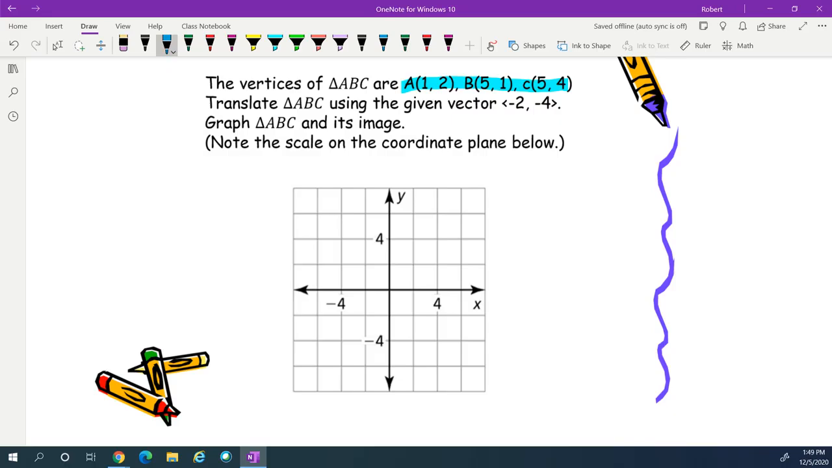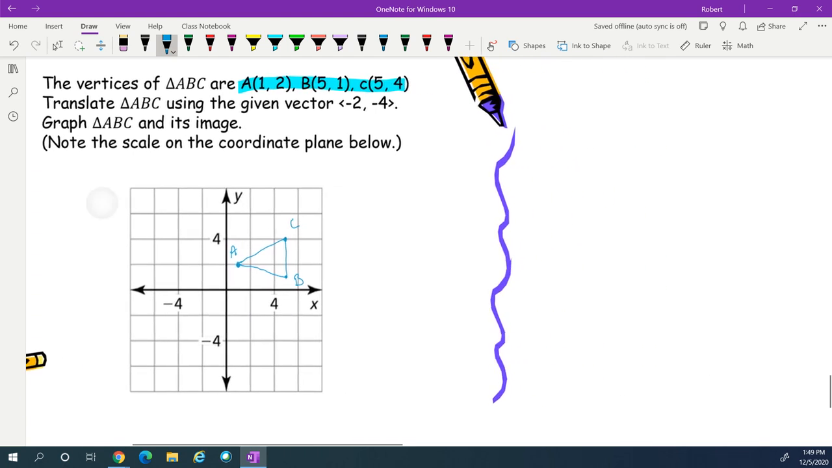1, 2 is point A. B is at 5, 1, and C is at 5, 4. And that's our original triangle. Now we're going to apply the vector. So let me just move over here. I'll write out the math for it, and then we'll do it.